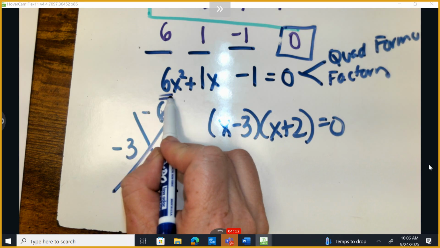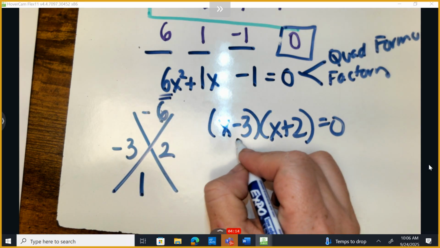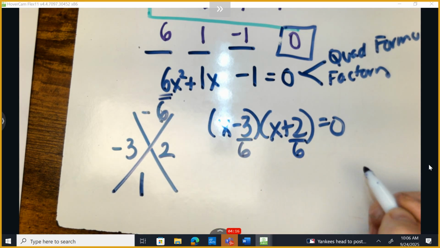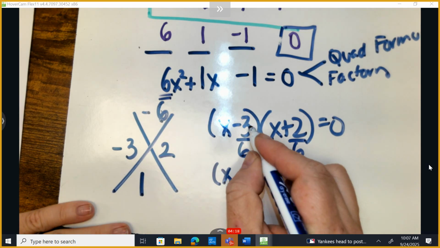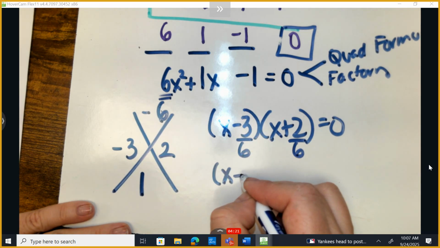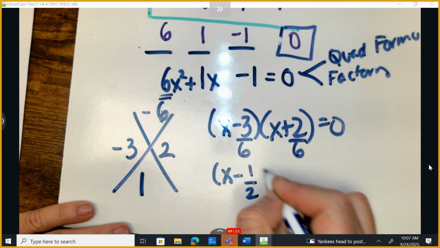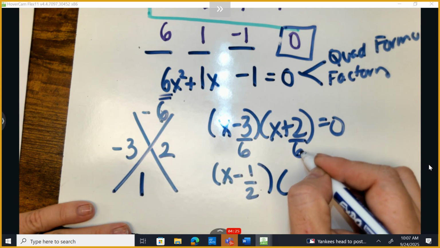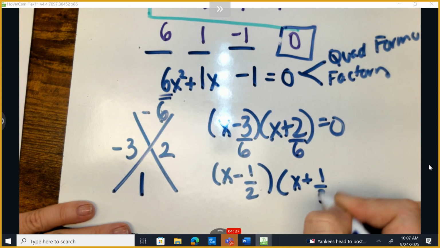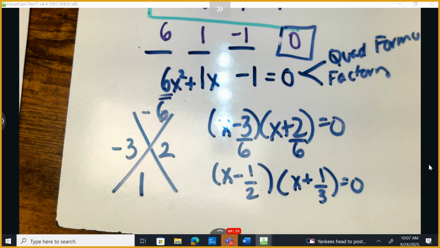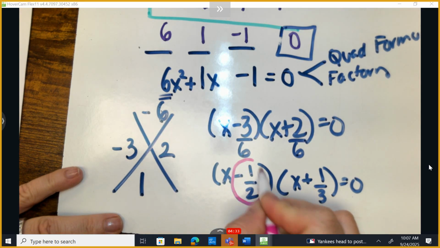Remember, whenever the leading coefficient is anything other than positive 1, we have to drop that underneath. So 3 over 6 reduces to 1 over 2. 2 over 6 reduces to 1 over 3. In this form, it makes it very easy for us to identify the remaining 2 solutions.